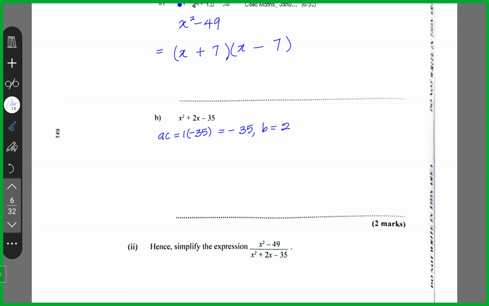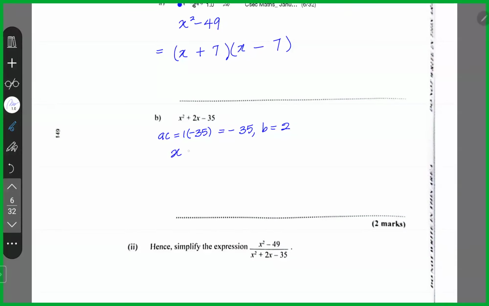To split the middle term, I need two numbers. When I multiply those two numbers, I get minus 35. When I add the same two numbers, I'm going to get a positive 2. The only way you can multiply two numbers and get a negative 35 is if one of the two numbers is negative and the other is positive. So in this case, the positive number is 7 and the negative number is 5. When I multiply those two numbers together, I get negative 35. When I add them, I get a positive 2.